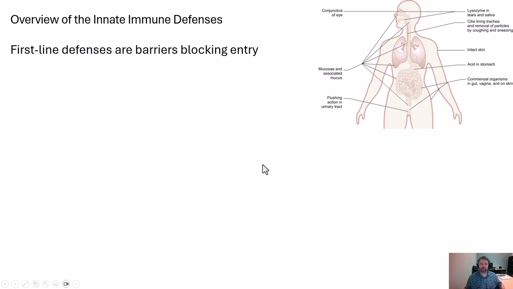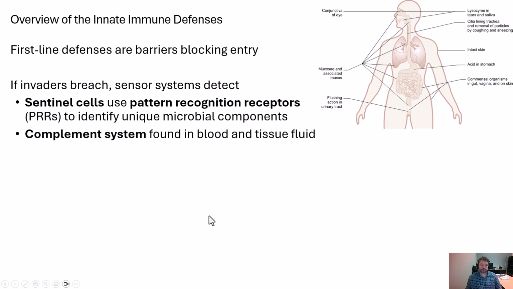Normally when we're talking about encountering things in the environment, via the transfer of material directly from the environment to the individual, these are the things that would block it. So your skin, your sweat, your mucus layers, your saliva, the hairs in your nose, all these things are barriers to block entry. If the invaders breach the system, if they make it in, you have sentinel cells, and we'll talk about different varieties of these.